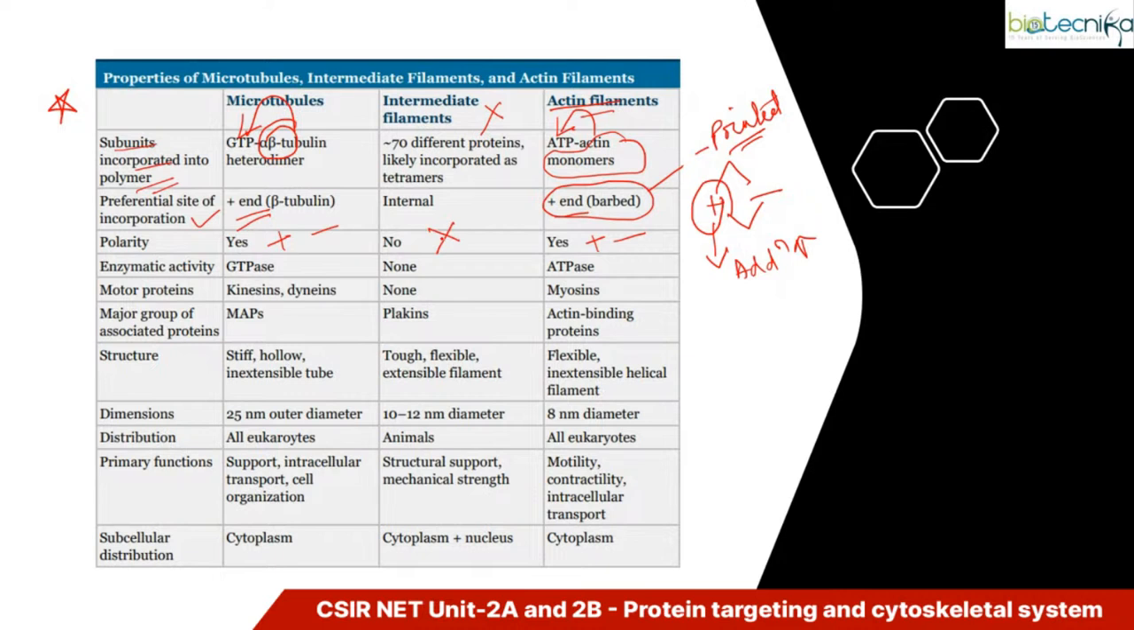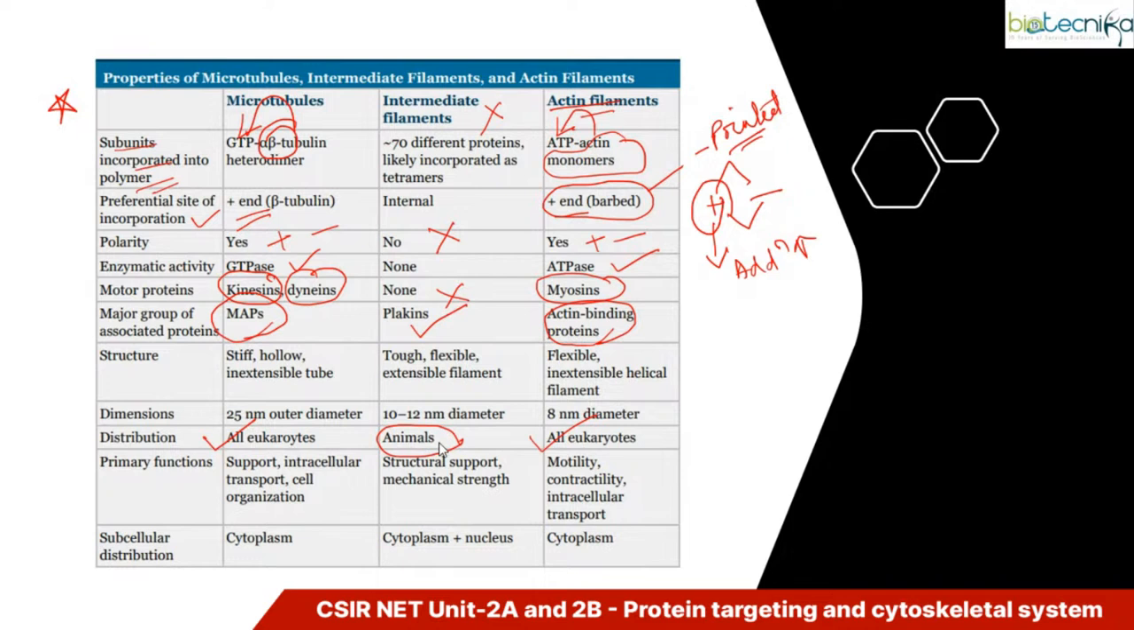Then enzymatic activity: here GTPase will be there, here ATPase will be there. Motor proteins, you call them kinesin and dynein. And in this case, you have myosin. Here you don't have any, because as I told you earlier, there is no requirement of locomotion. So obviously, there is no requirement for motor proteins. When it comes to microtubules, microtubule associated proteins are available. Here also, actin binding proteins are available. In this case also, plakins are present. Then distribution: present in all eukaryotes. Here also all eukaryotes, but intermediate filaments are present in animals.